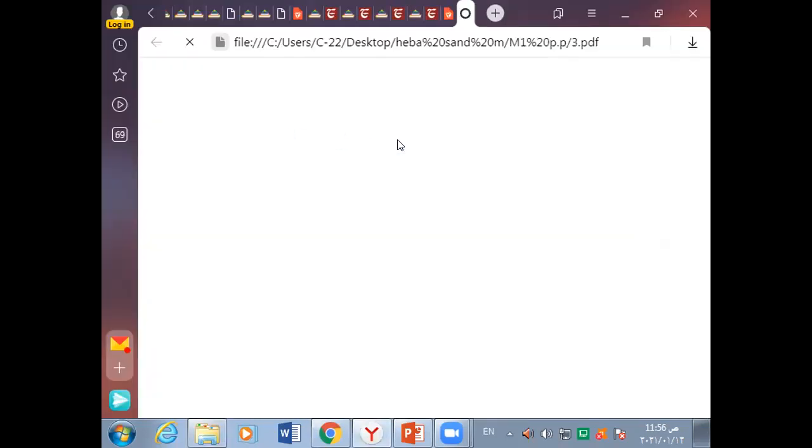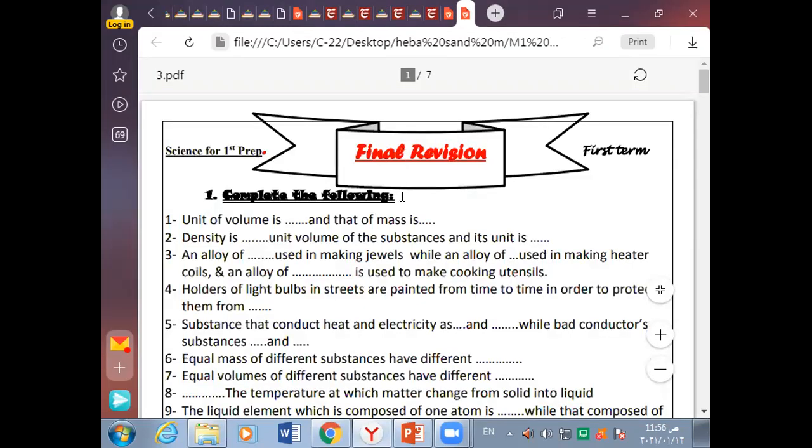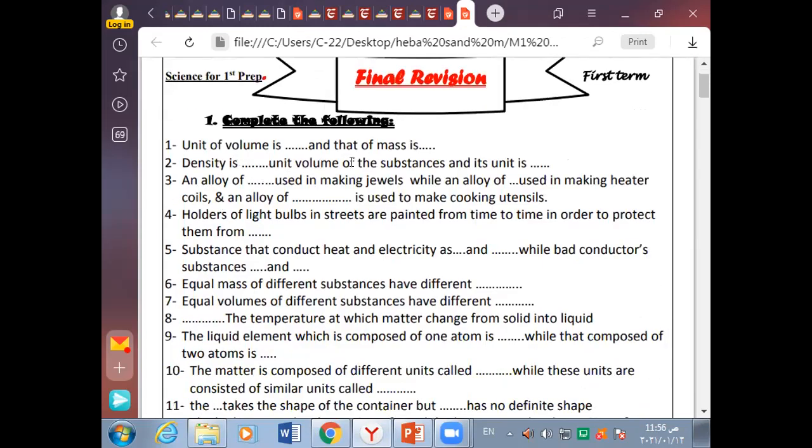Let's answer some questions. You have this final revision I take you before. Complete number one: the unit of volume is what, and that of mass is what? Volume, cubic centimeter; mass, gram. Density is the mass of unit volume of a substance, because density equals mass divided by volume, and its unit is gram per cubic centimeter.